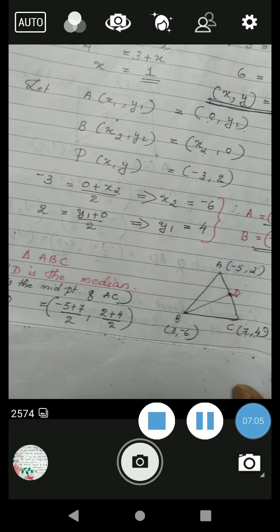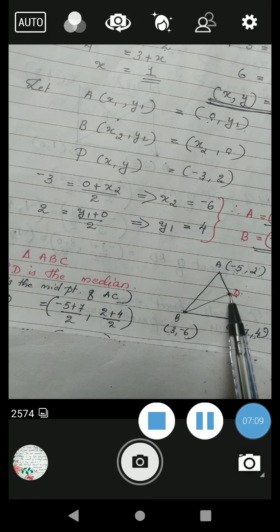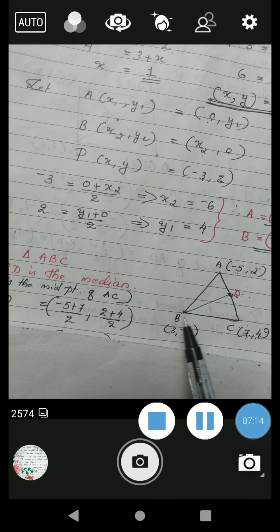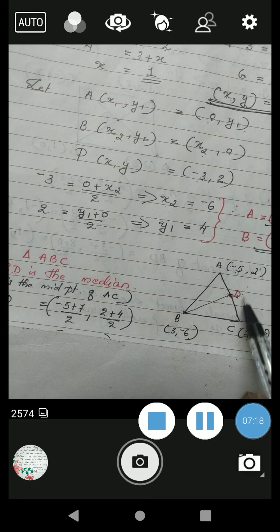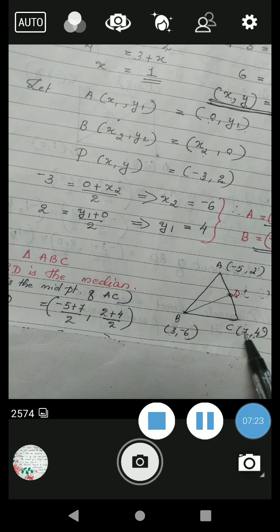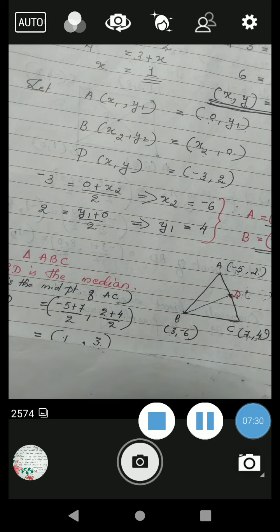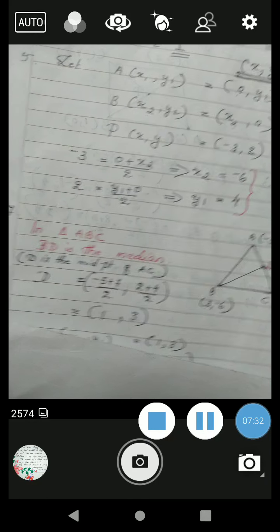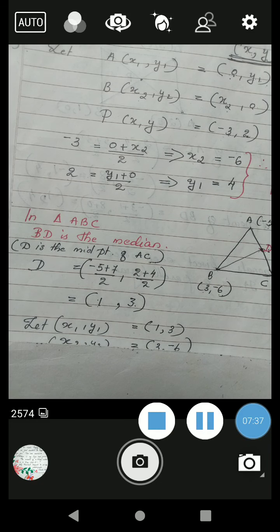here BD is the median. The question is to find the length of the median through vertex (-3, 6). So BD is the median, and using the midpoint formula you can find the coordinates of D: (x1 plus x2) by 2, (y1 plus y2) by 2, that is x, y, the coordinates of D. You can see the steps here. So D is equal to (1, 3).